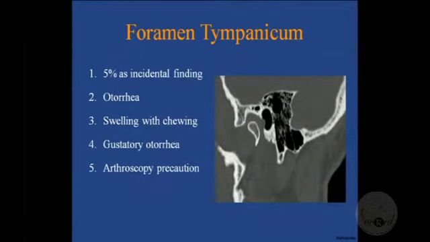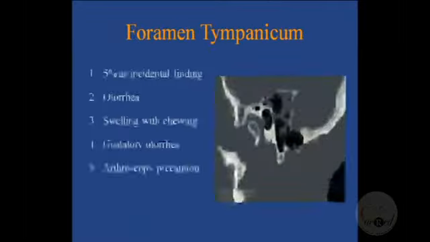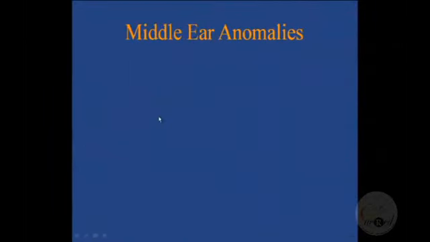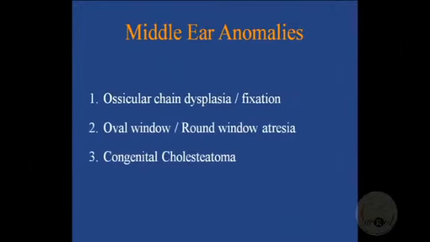So let's switch gears. We finished the external ear malformations, and we are going to the middle ear malformations. Middle ear malformations mainly are ossicular chain dysplasias, ossicular chain fixation, and oval window or round window atresias. Both are included in the middle ear because they present with conductive hearing loss. I also included congenital cholesteatoma there because, technically, it is not a malformation, but I wanted you to be aware of the findings on this one.